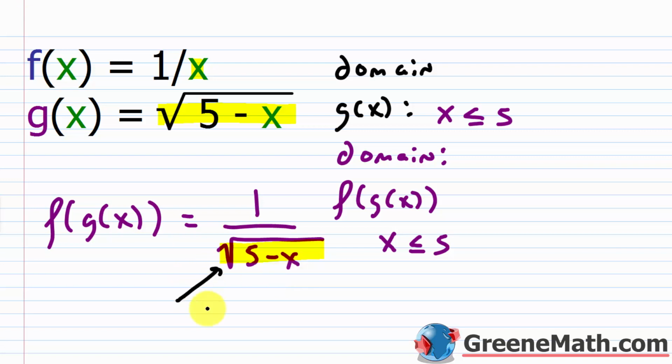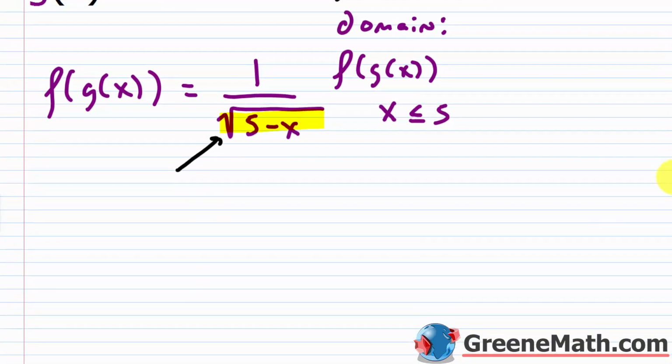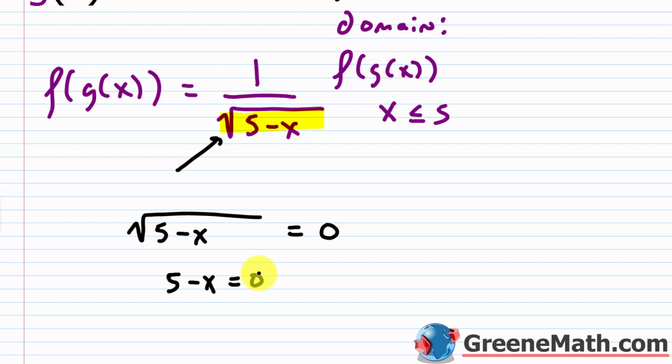So where would the denominator be equal to 0? Well, what I can do is say, where is the square root of 5 minus x equal to 0? There's a lot of ways to think about this. We know the square root of 0 equals 0 if this becomes 0. So I could just say 5 minus x equals 0. Just solve that. I would add x to both sides of the equation and find that x equals 5. So if I plugged in a 5 there, 5 minus 5 is obviously 0. Square root of 0 is 0. So 1 over 0 will be undefined.